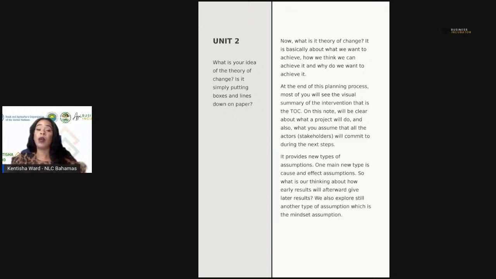So what is the theory of change? It is basically about what we want to achieve with our businesses and the environment around us, how we think we can achieve it, and why we want to achieve it.